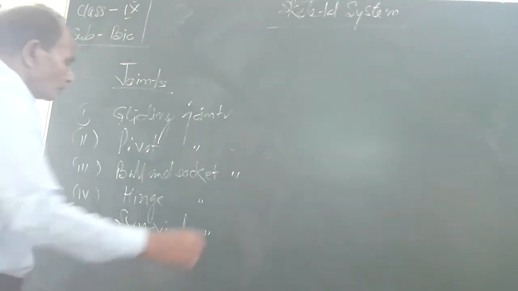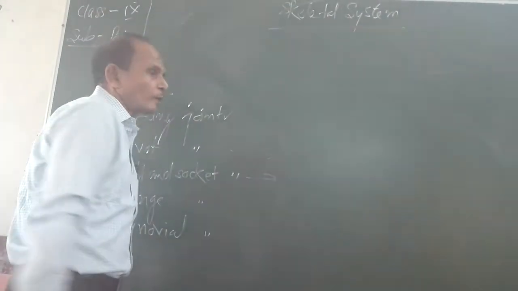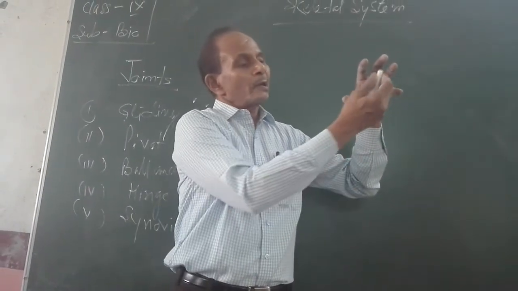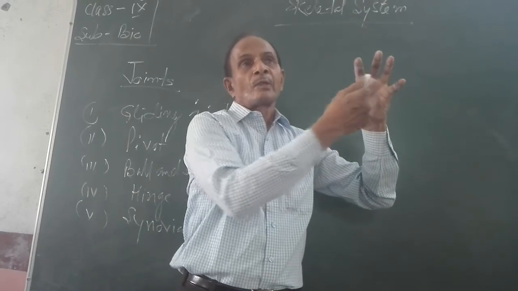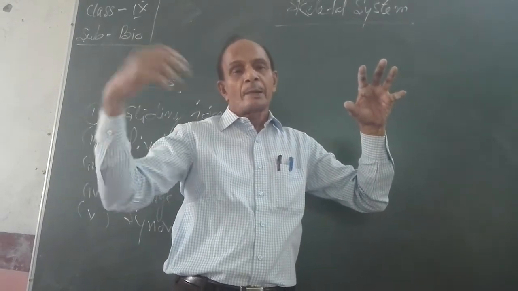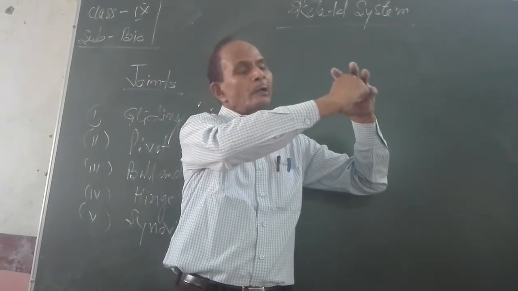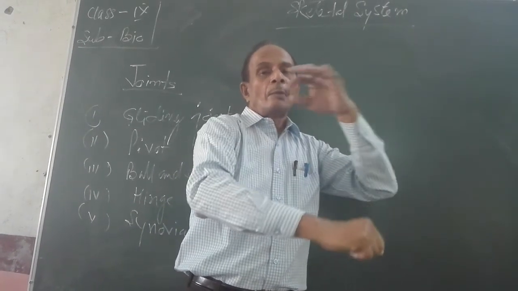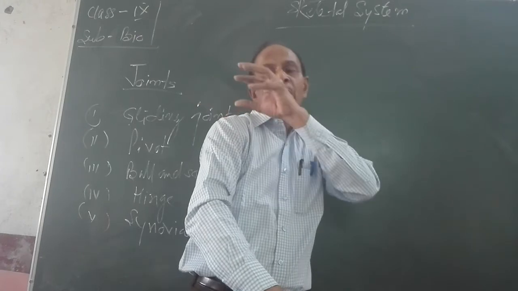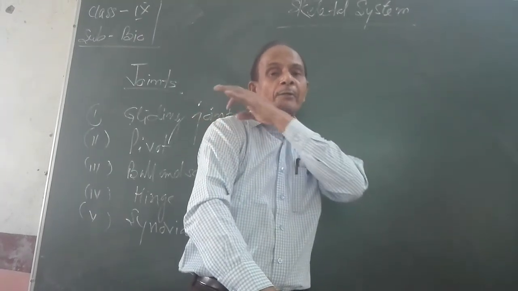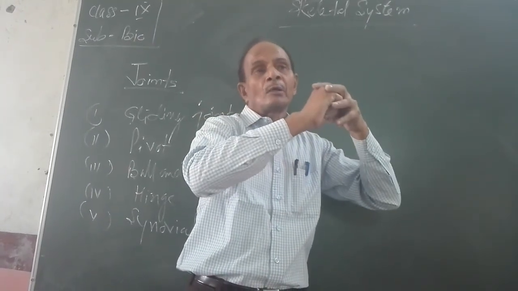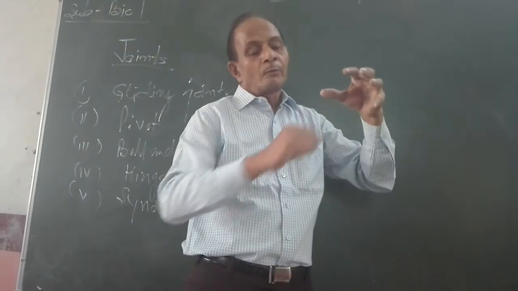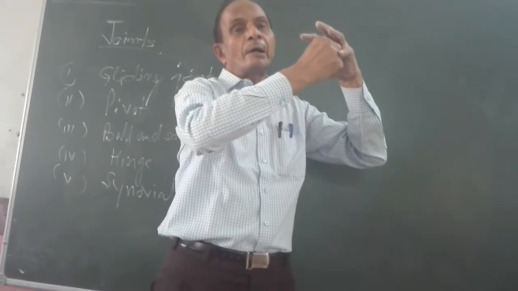Clear? Now, third is a ball and socket type of joint in which one bone provides a socket-like structure and the ball-like structure of the second bone can rotate in it. For example, you have studied about the glenoid cavity in which the head portion of humerus is articulated, in the same way the acetabulum of the hip girdle in which the head portion of femur is articulated.